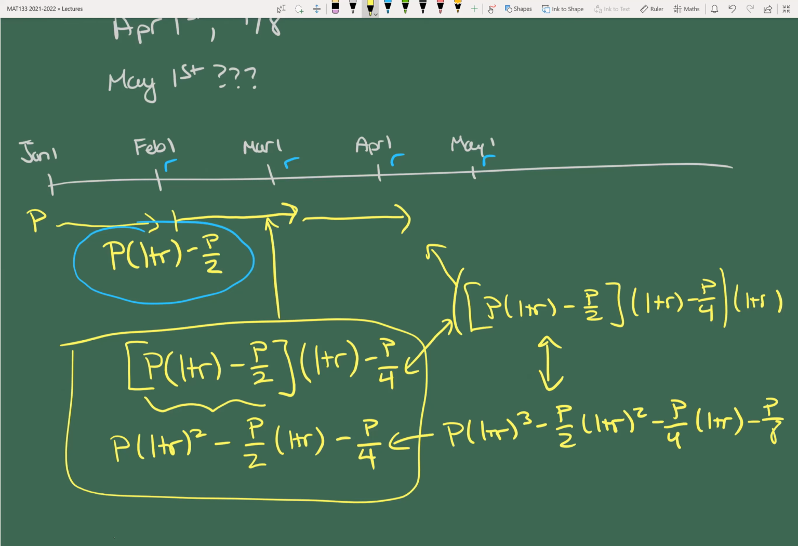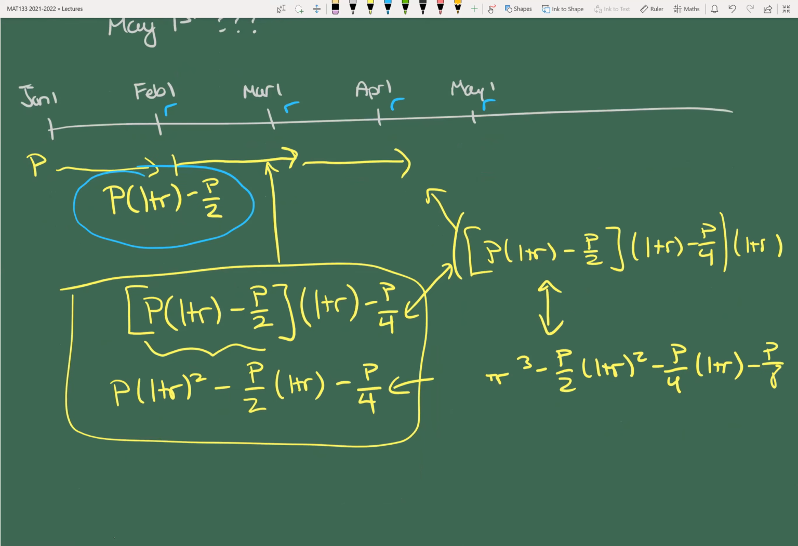And so it asks us for the value, and then we have to do it one more time. At the end of May 1st, we push it forward and pick up another compounding period. We don't withdraw another amount, but we push it to the end of May 1st, and that will give us our final answer. How do I know it's raised to the third power? Let me write that out in a couple more steps.